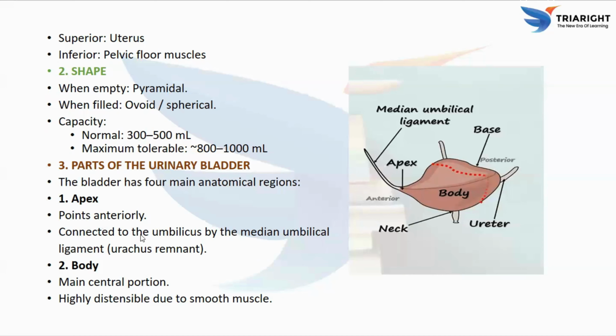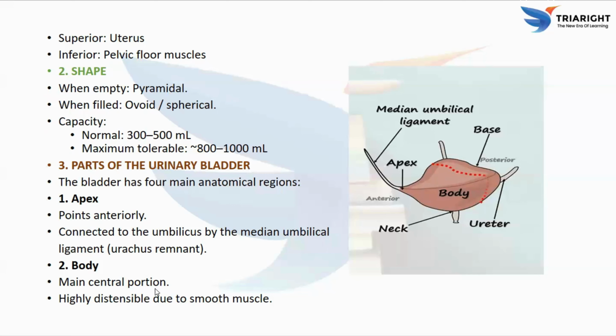So what is apex? Apex is the front most anterior tip of the bladder. So it points towards the pubic symphysis, which is present in the anterior side. So this is connected to the umbilicus, which is the belly button, by the median umbilical ligament, which is a remnant of a fetal urachus. So in the fetus, the urachus connected the bladder to the umbilical cord. In adults, it turns into a ligament.